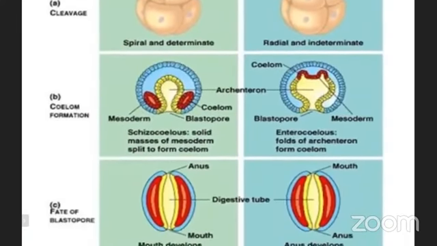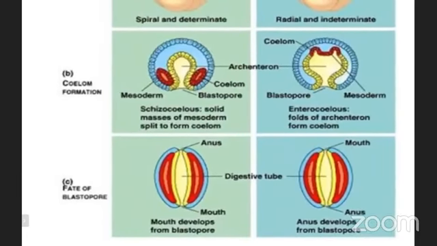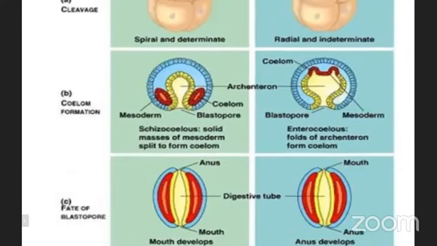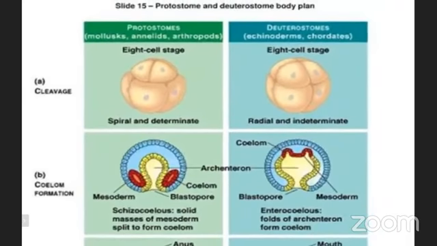And schizocoelous: solid masses of mesoderm split to form the coelom. Here the archenteron forms the coelom. Mouth develops from the blastopore. Usually, what is formed first from the blastopore? Mouth. But here the anus develops from the blastopore. Okay. These are the differences between schizo and enterocoeloms. Spiral and determinate cleavage for the protostomes and radial and indeterminate cleavage for the deuterostomes.